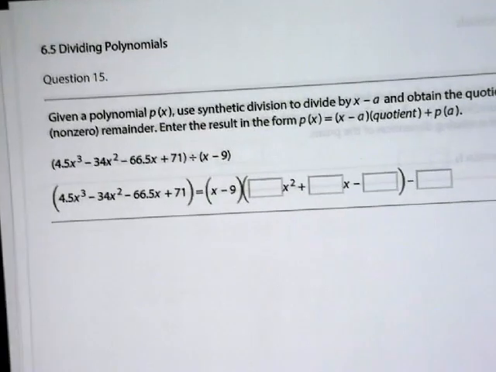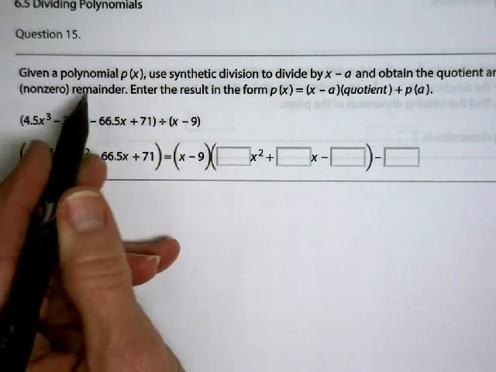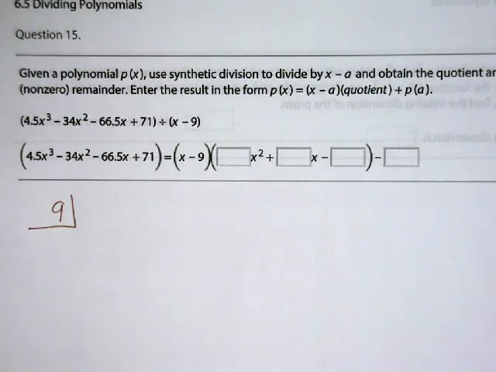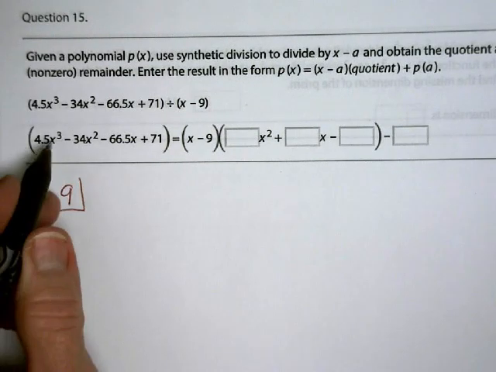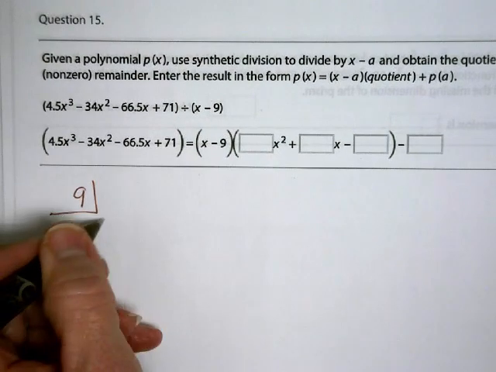To 15. You ready? More synthetic division. Yay. We're going to divide by 9 synthetically because that's what makes the divisor 0. And I have a 3, 2, 1 blast off.